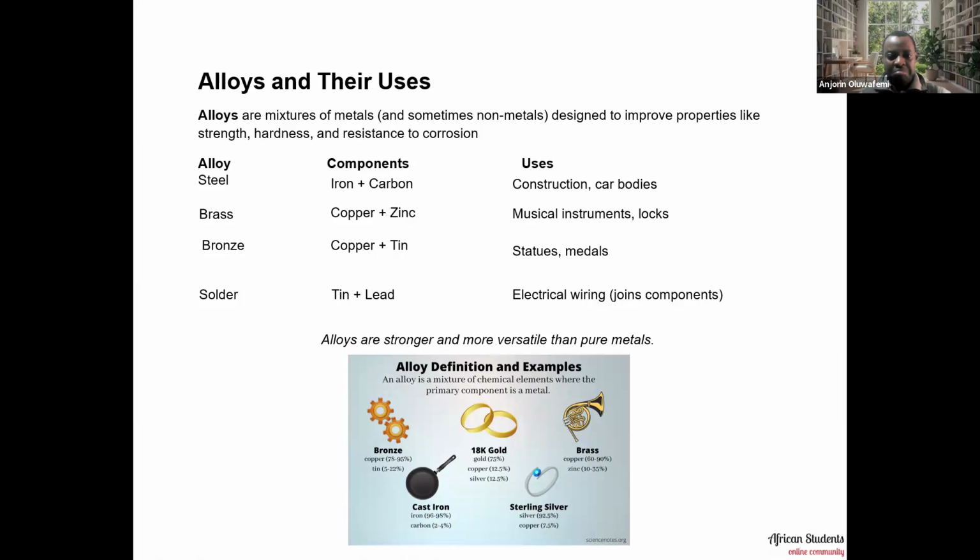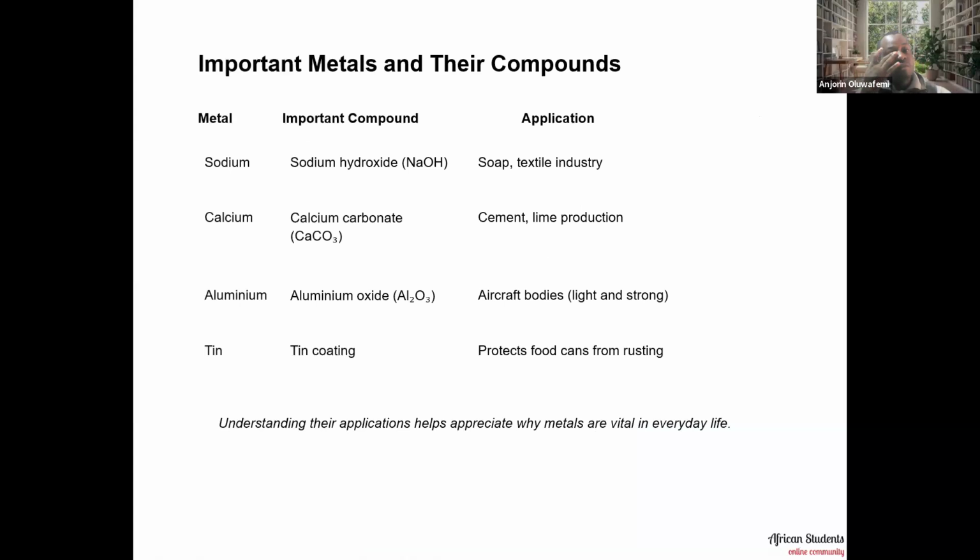Bronze is about 78 to about 95% copper, and then maybe about 5 to 22% tin. For brass, you can have copper and zinc, their composition and their percentages are what are listed below in the diagram, okay? So, importance of metals and their compounds.